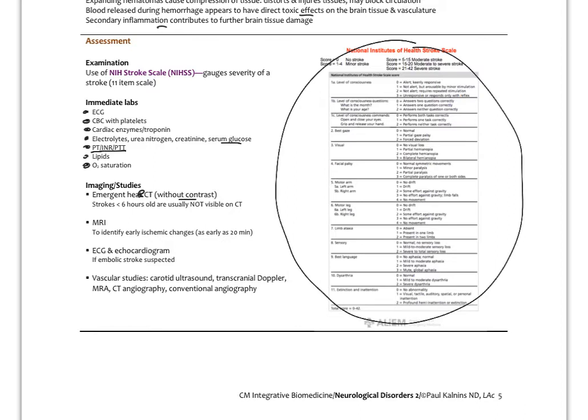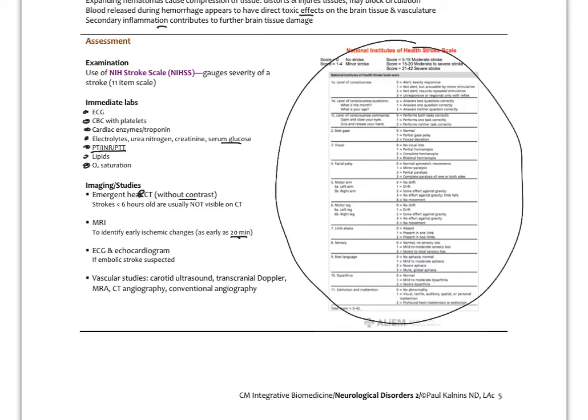And usually strokes that are less than 6 hours old are not going to be visible on CT, but by the time the patient's gotten to the ER, they're getting their initial workup, they're going to get the CT scan done. If there's access to an MRI, that can detect changes as early as 20 minutes, but again, most emergency departments do not have access to MRI.